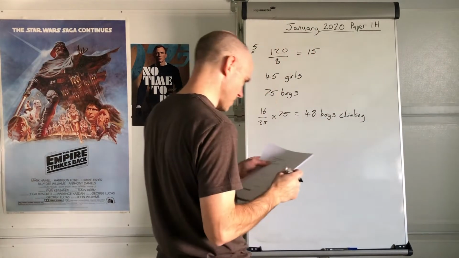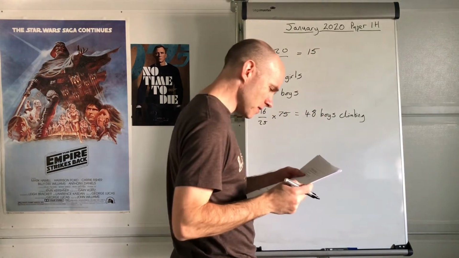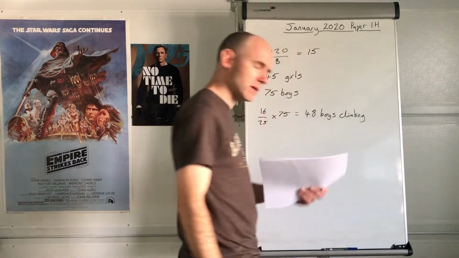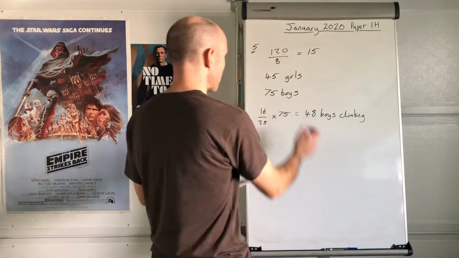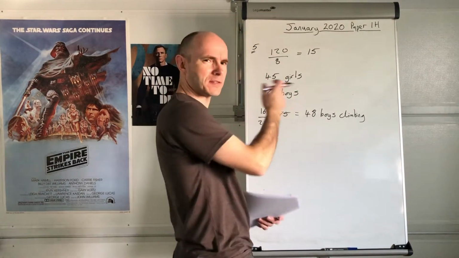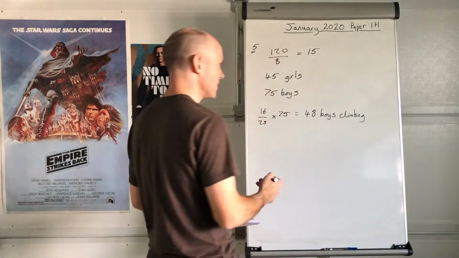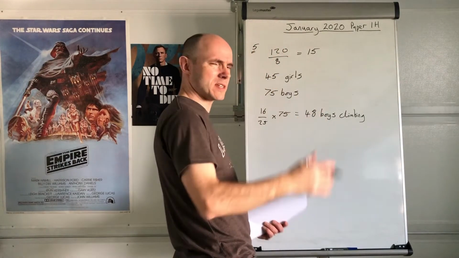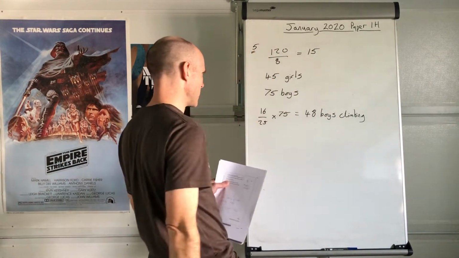Okay, and what else does it say? Twice as many girls go sailing as go climbing. So this is how many girls there are. I mean, you could probably do that in your head, can't you? You know, 15 and 30. Yeah, because 30 is twice as much as 15, so it's kind of easy, really, isn't it?